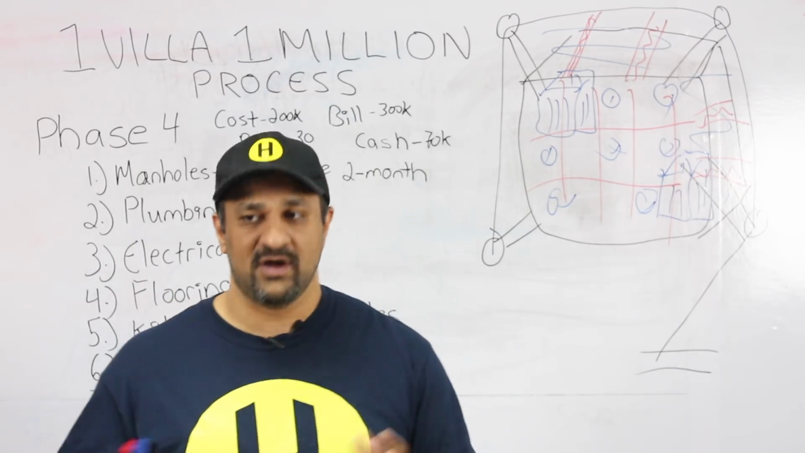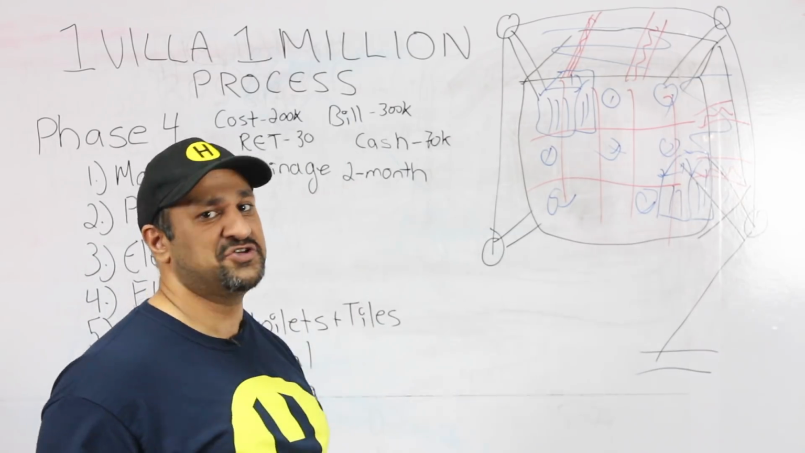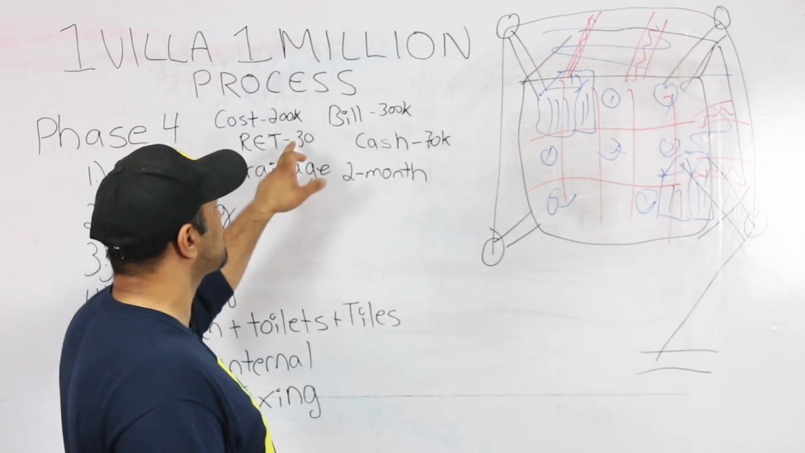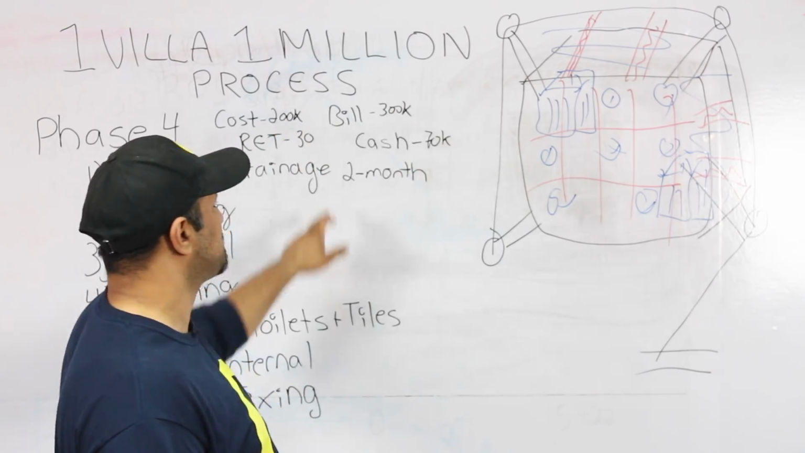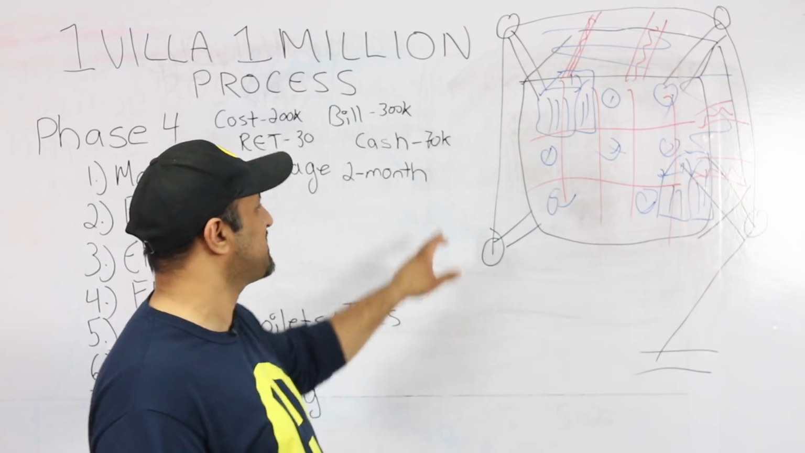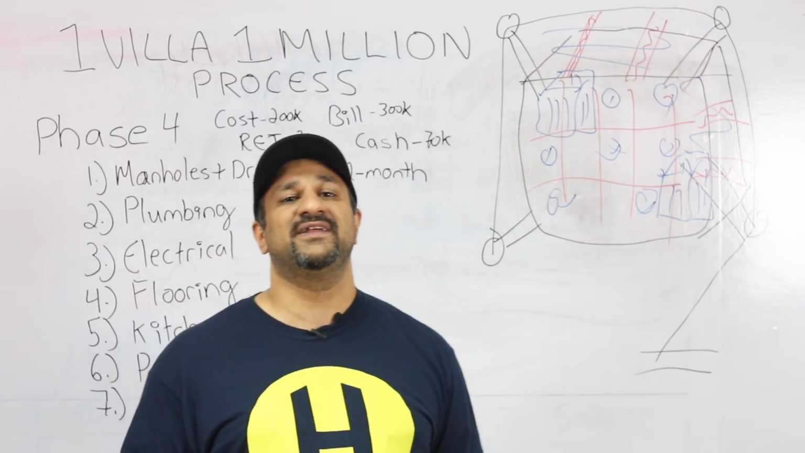This takes a little bit longer in terms of time process. So the time for this is 2 months, 2 months time duration. Then the cost is actually around $200,000. We submit the bill of $300,000. There's $30K, which is retention, and then $70,000, which is cash. And we've now completed phase 4.